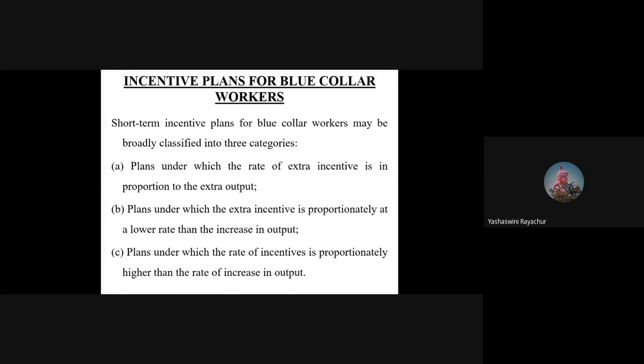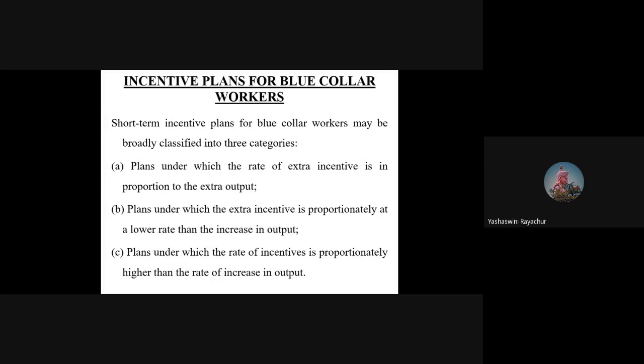Sometimes, in the second category, any extra incentive paid to the employees is proportionately at a much lower rate compared to the increase in the output. Maybe if output increases by 3%, the incentive given is 1%. So maybe it's 1:3. This extra incentive, apart from the salary, is lesser than the output an employee has given to the organization.